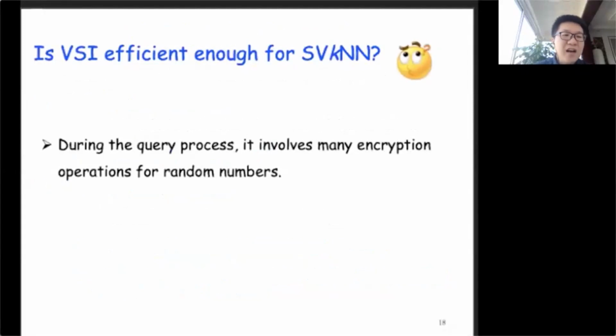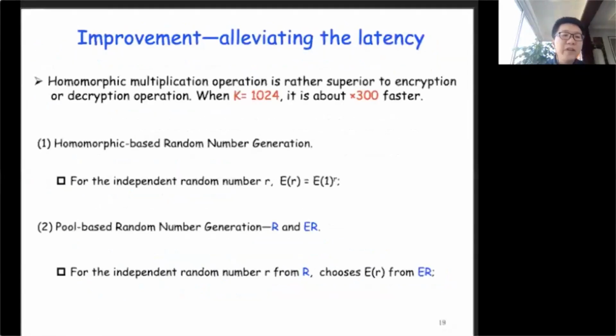Is the VSI structure efficient enough for SVkNN? We find that during the query process, it involves many encryption operations for random numbers. We observe that the homomorphic multiplication operation is rather superior to the encryption or decryption operation. To alleviate the latency, we propose to optimize the schemes.